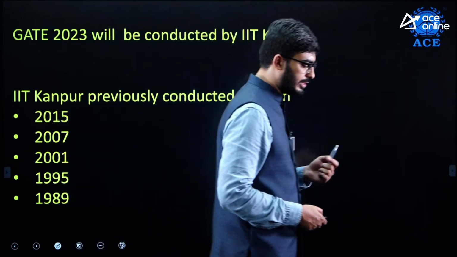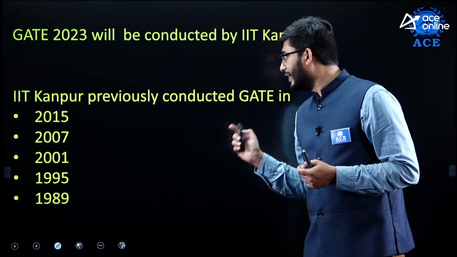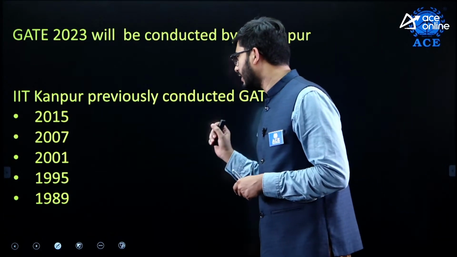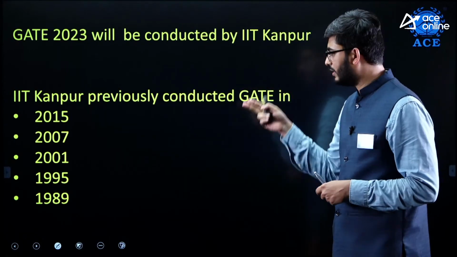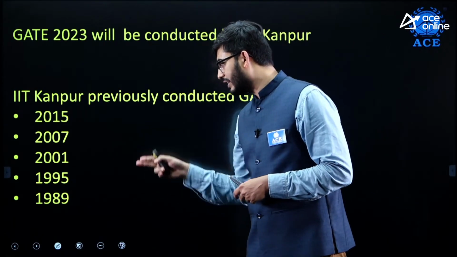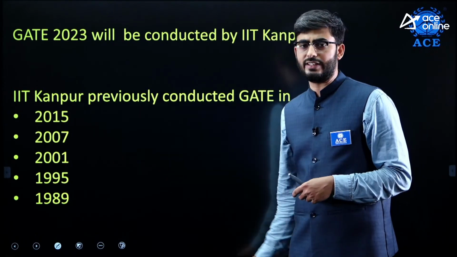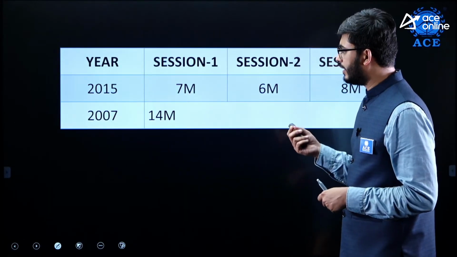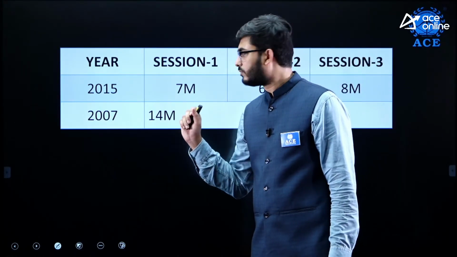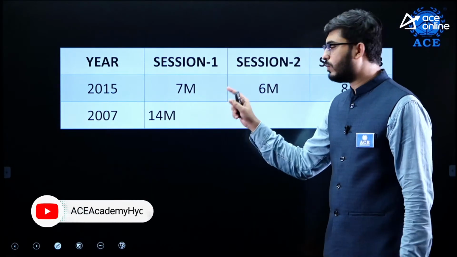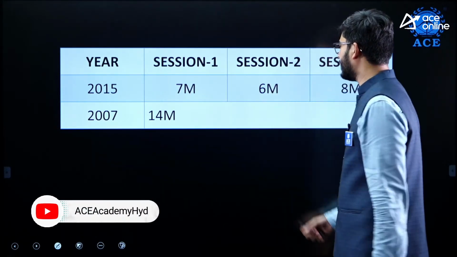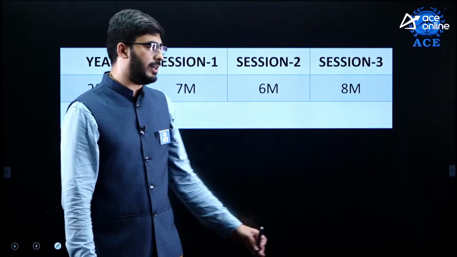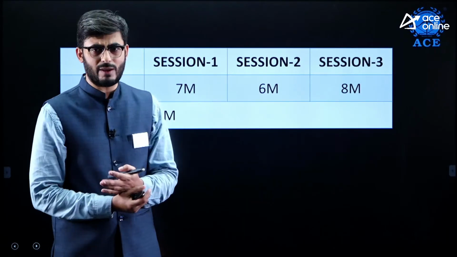Now guys, GATE 2023 will be conducted by IIT Kanpur. Previously IIT Kanpur has conducted the GATE examination in 2015, 2007, 2001, 1995 and 1989. So what pattern did they follow? In 2015, in session 1 it was given for 7 marks, in session 2 for 6 marks, and in session 3 for about 8 marks. So on an average, the variation is about 7 marks only, guys.